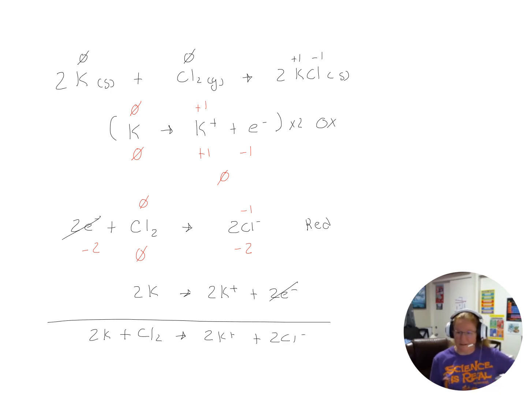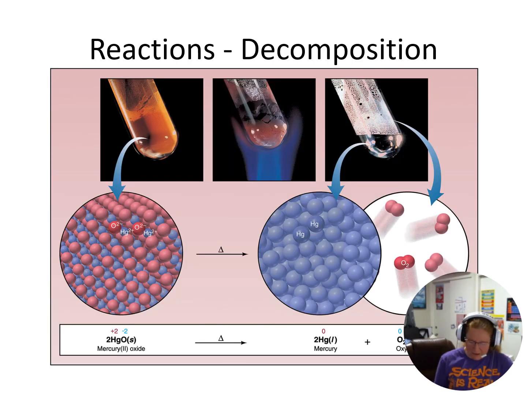And indeed, one thing that will happen is if we have an ionic substance, let's say I took that potassium chloride and dissolved it in water, it would dissociate into those ions. I have it as a solid, so I can recombine this, and I can have my 2 potassium plus my chlorine gives me my 2 potassium chloride. And does that look like our original equation? It does.